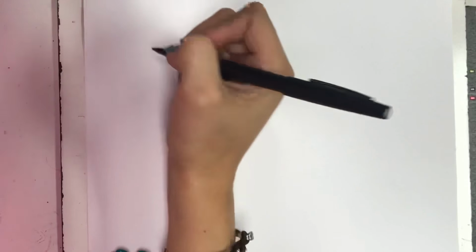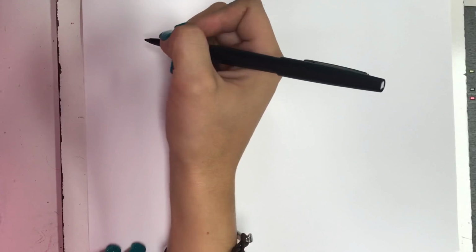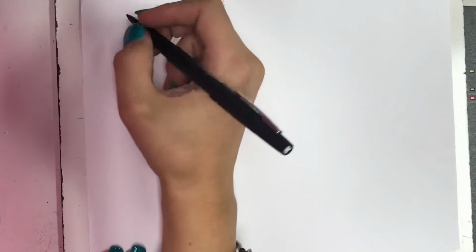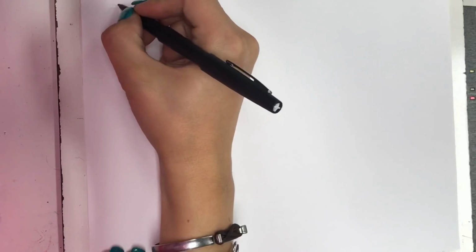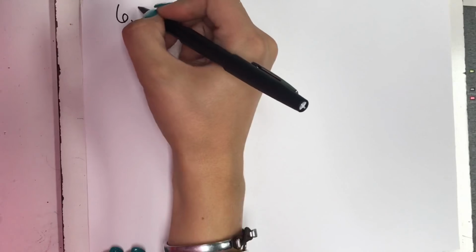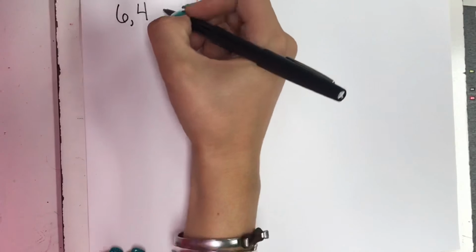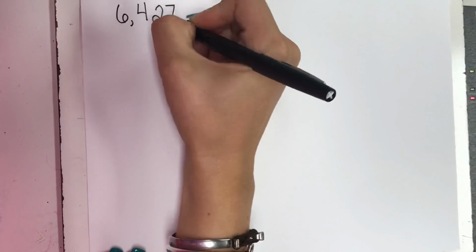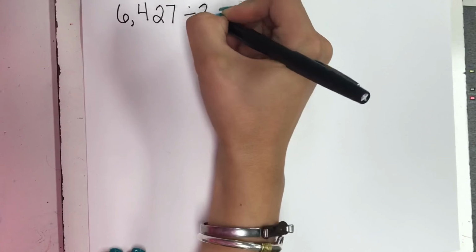So we have been talking about what? Long division. Today we're going to do some more practice of the long division. We are going to start with the problem 6,427 divided by 3.